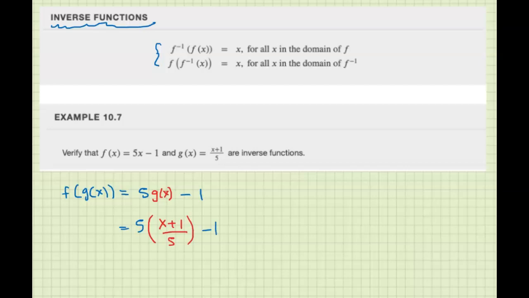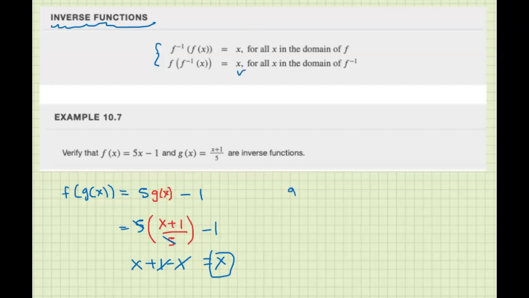minus 1. Okay, so now we're going to cancel these out. We have x plus 1 minus 1. Cross these out and we get x. Good, so we're halfway there. f of g of x is x. So that verifies the second part.